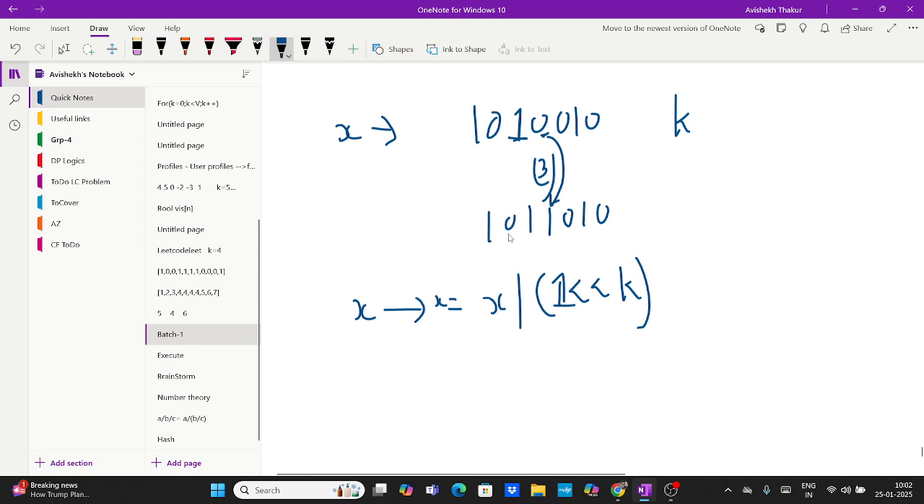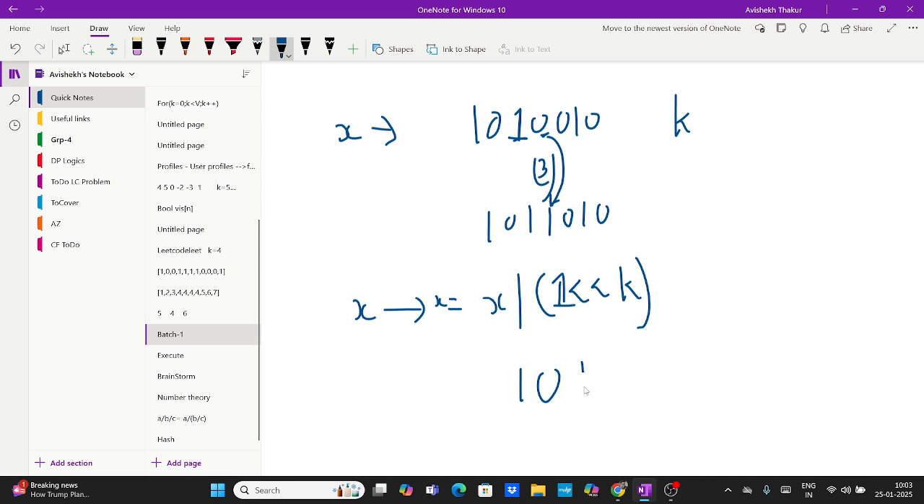Given a position k, you have to unset that bit. Not set, you have to unset. That is, with respect to whatever it is, you have to make it 0. You got the point, right?